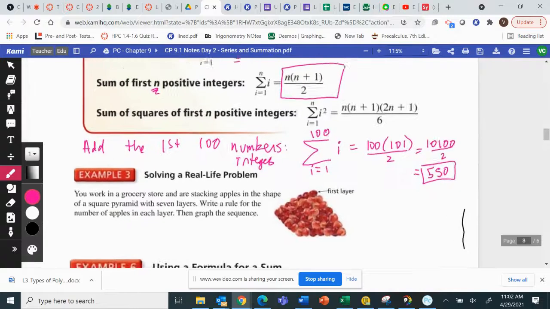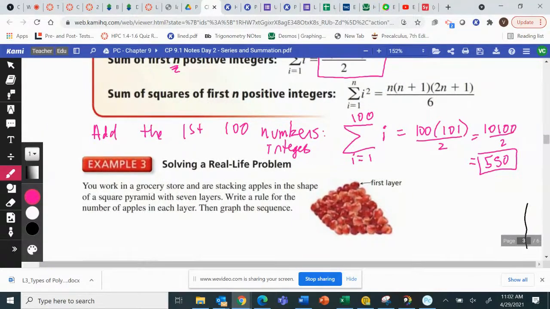Okay. And then the sum of the squares of the first n positive integers, you will take how many integers? You'll multiply that by the number of integers plus 1, and then you'll multiply that by 2 times the number of integers plus 1. We have a formula sitting here divided by 6.